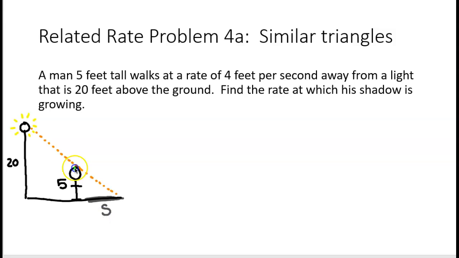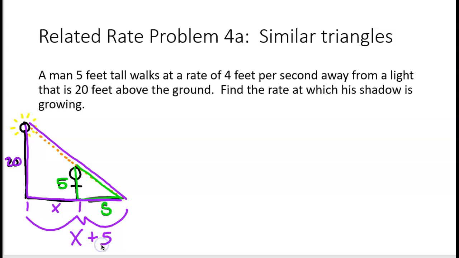We have this right triangle where its height is 5 and its base is S, the shadow's length, which we don't know right now. And we also have this big right triangle here, and it has a height of 20 and a base of, well, we don't know what this length is from here to here, so we'll just make something up for that. But the total length would be x plus s. Okay, so we have two triangles there in this particular scenario.